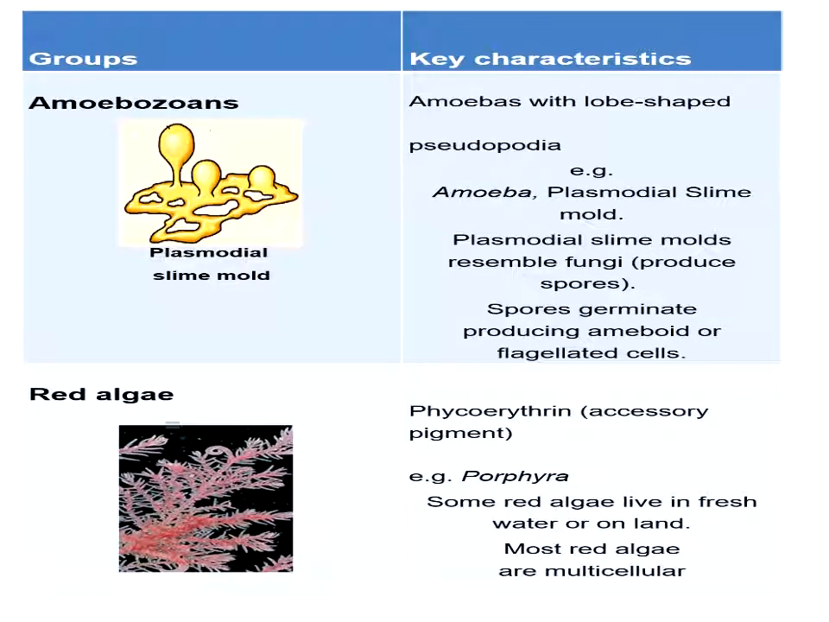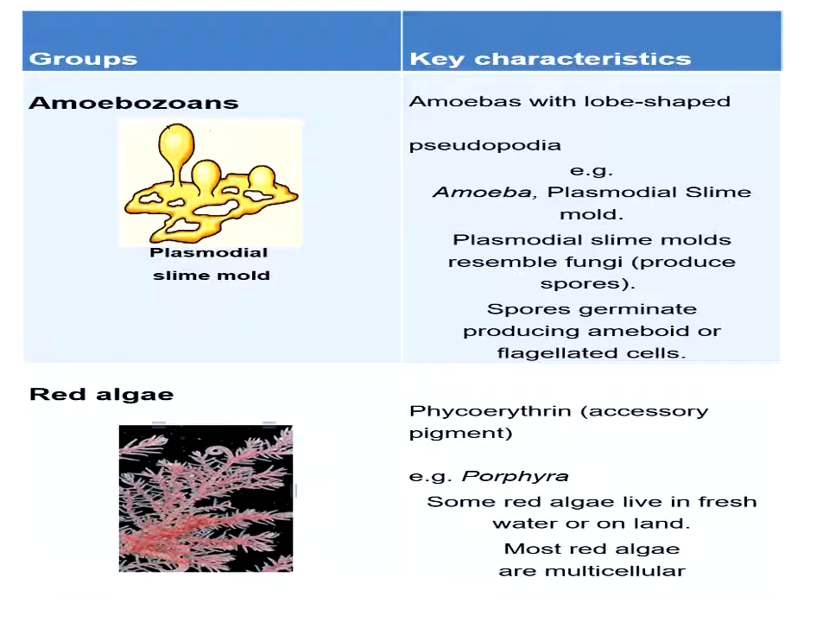Amoebozoans are basically groups that are amoeba-like and have lobe-shaped pseudopodia. A good example is amoeba, and some, such as plasmodial slime molds, have spores that germinate, producing amoeboid or flagellated cells.